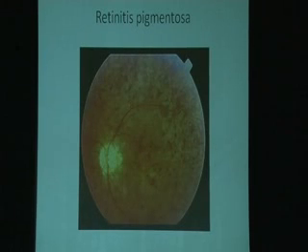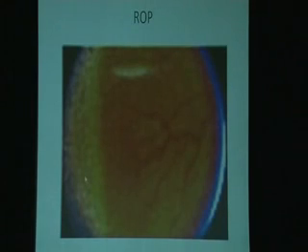Okay, next slide. ROP, you remember demarcation line? This is the demarcation line of stage 1 ROP separating the hypoxic part from the normal retina. This is your demarcation line. Okay?